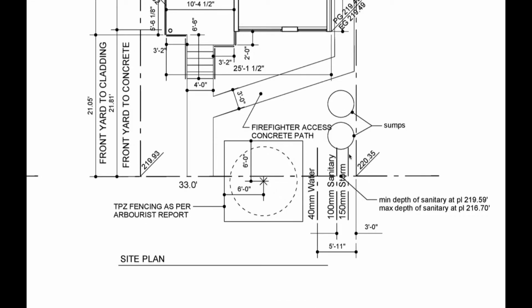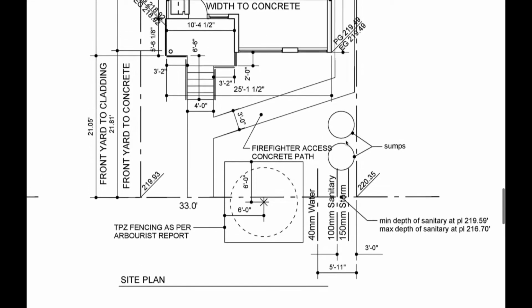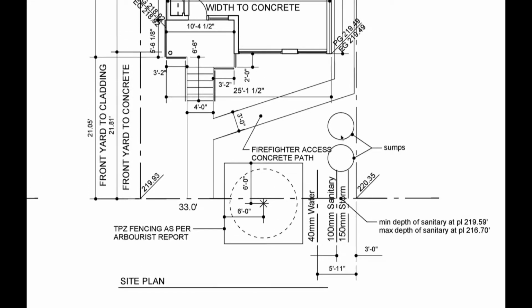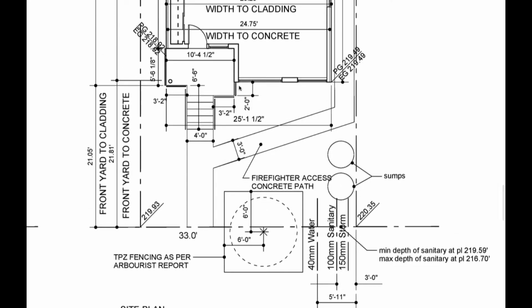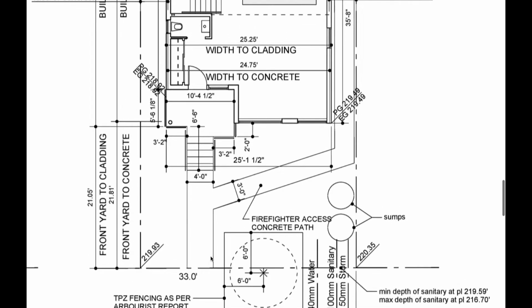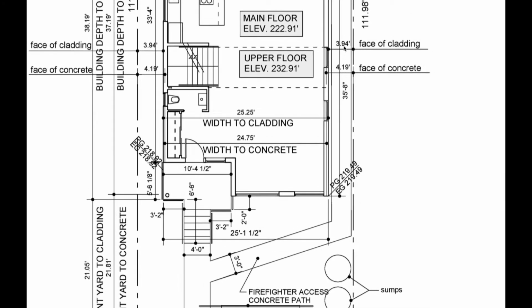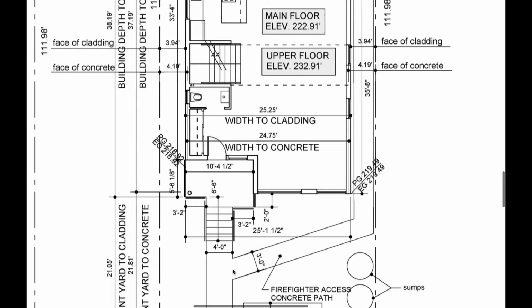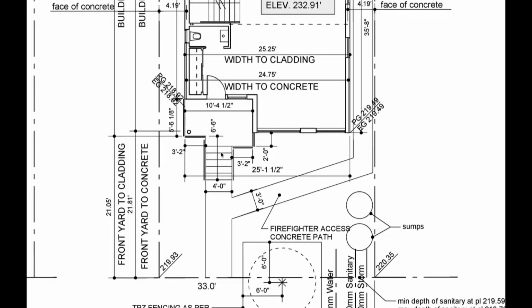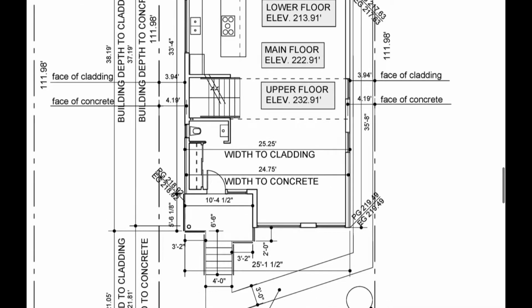There's going to be 2 sumps buried in the front yard, which to me indicates that there's going to be a lot of water on this site. And actually, I think there was a river, or a stream, running through the site when we were there. Firefighter access, concrete path. So there's going to be some concrete work done on the front yard going through to the back, and that's going to go up to a set of stairs, which is good to know. So you know that there's going to be quite a lot of concrete forming in the front of the house.